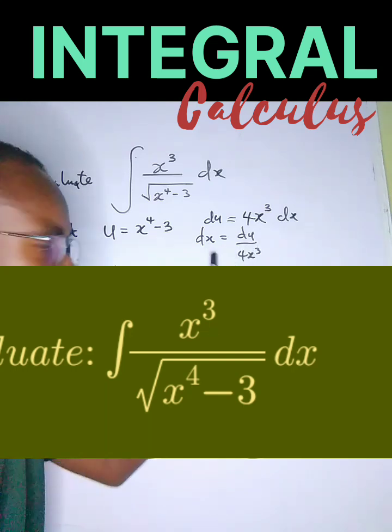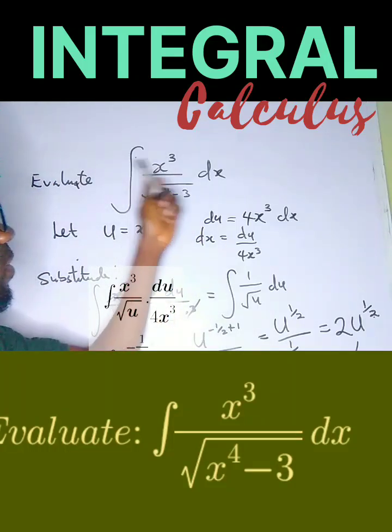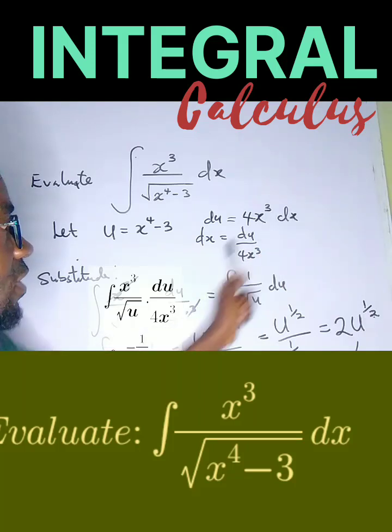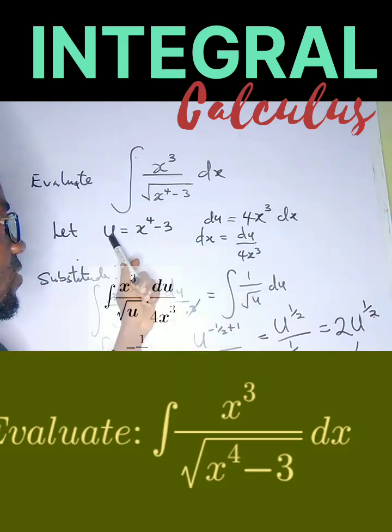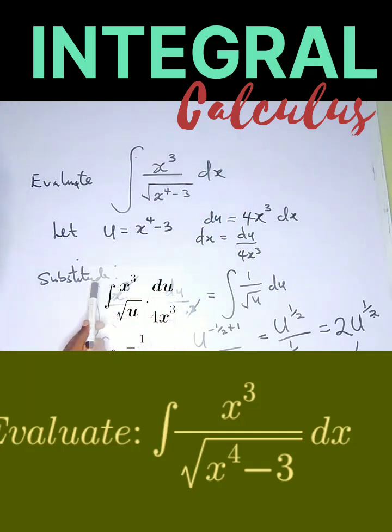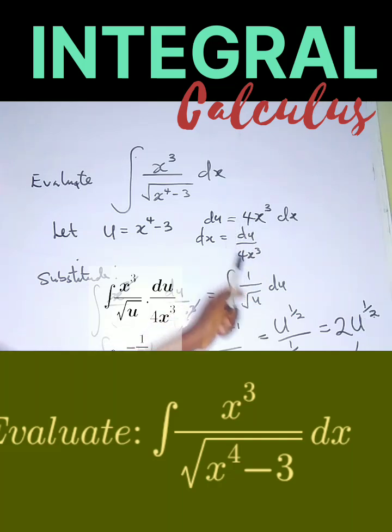And then after this, the next thing I'm going to do is to substitute into this particular integral function now. So I'm going to substitute this value for dx, and this value for u, into this entire integral function. So let's do that now. So if I'm substituting, I have my x cubed over square root of, now this has been replaced by u for my substitution, then this dx is being replaced by du over 4x to the power 3.